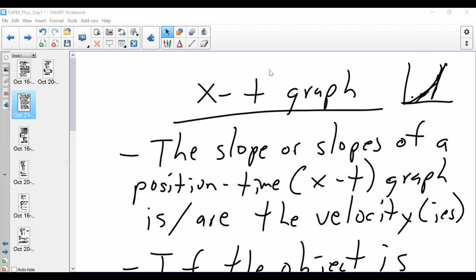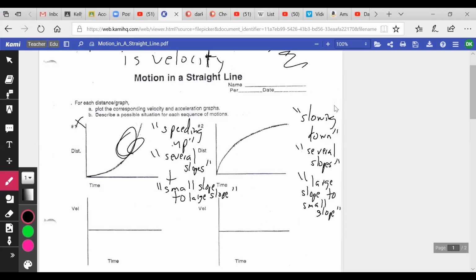Let's go back to our worksheet here. So back at the worksheet, motion in a straight line. The object is speeding up. There are many slopes, and the slopes go from small to large. We just defined that small to large slopes mean small to large velocities. We could be a little bit more accurate and say zero slope, because at the very edge here, there's nothing. The slope is zero, but small to large slopes means small to large velocities.